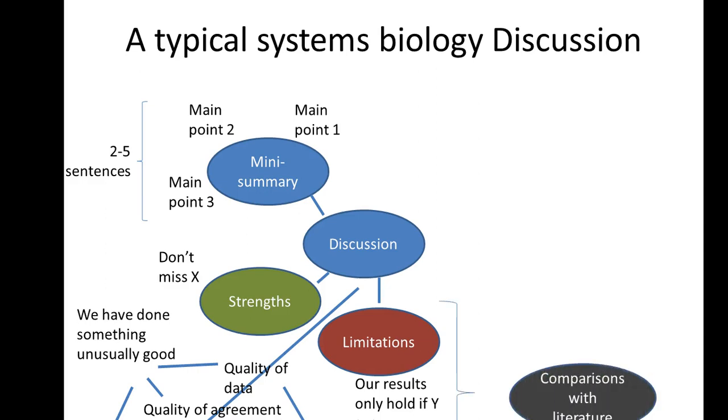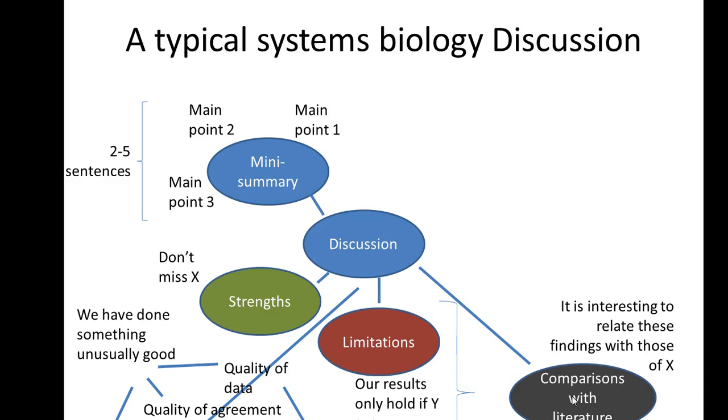And all of this has to do with comparisons with the literature. So, what could we have done? What have others done? Where are we better? Where are we weaker? And then I should also say that these comparisons with literature can be either a part of the strengths and limitations paragraphs, or it might be a specific paragraph where you have separate comparisons. So, for instance, you might want to highlight some specific person X and say that it is interesting to relate these findings with those of X.